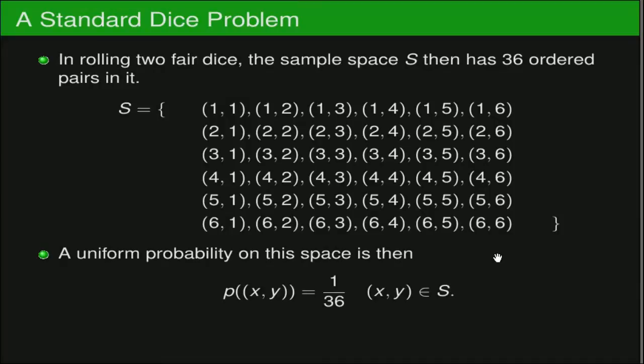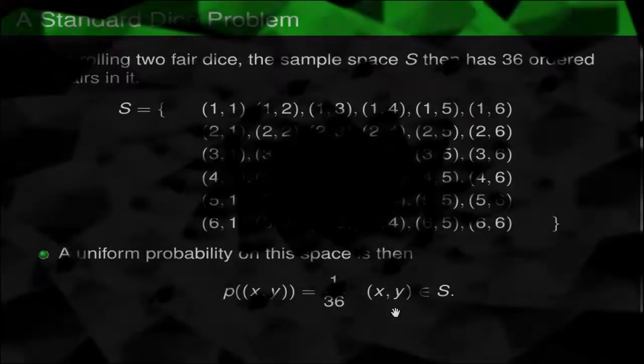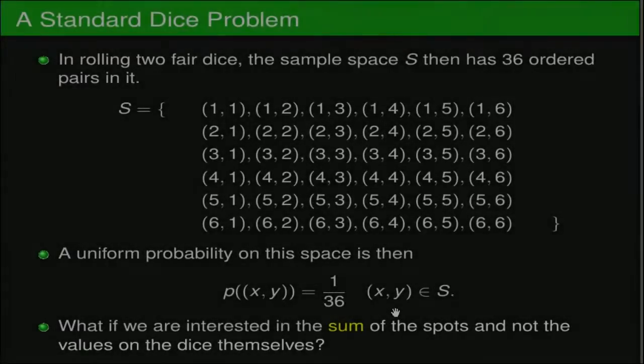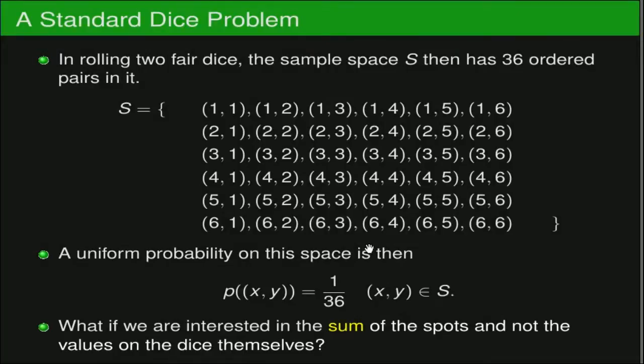Again, if we're assuming a uniform probability, so any combination is equally likely, then a uniform probability distribution on this sample space is just going to be 1/36 for any particular ordered pair that we have. Again, we aren't really interested in one particular ordered pair. What we're going to be interested in is the sum of the spots and not the particular values on the dice themselves. So we've talked about the ordered pairs, but how do we then get to the sum of the spots?